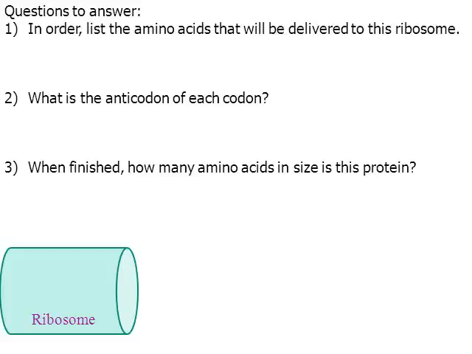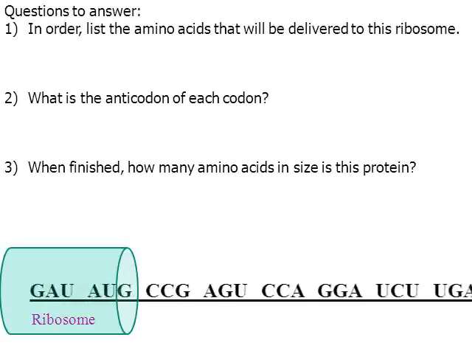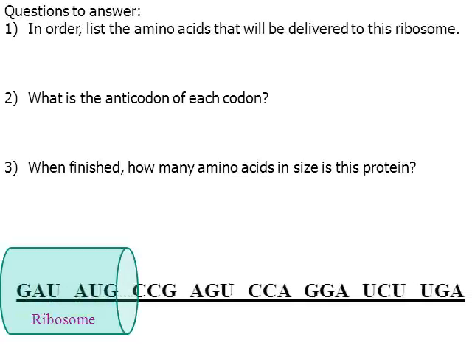Here's another good practice problem. Pause this and try to answer these three questions. And so here's a big strip of messenger RNA that just entered that ribosome there. In order, try to answer these three questions. I'm going to go over the answers in 3, 2, 1.